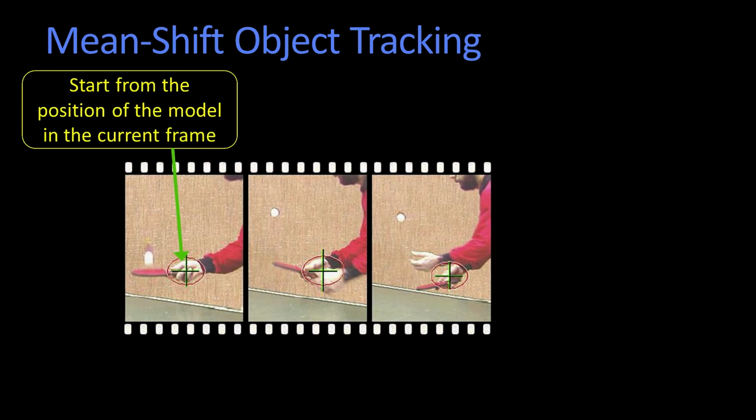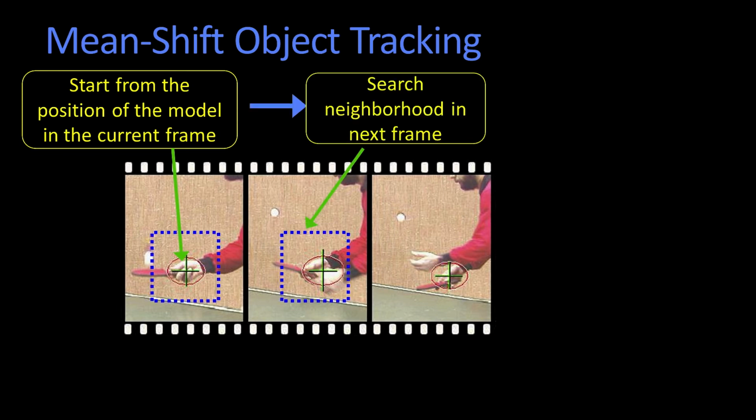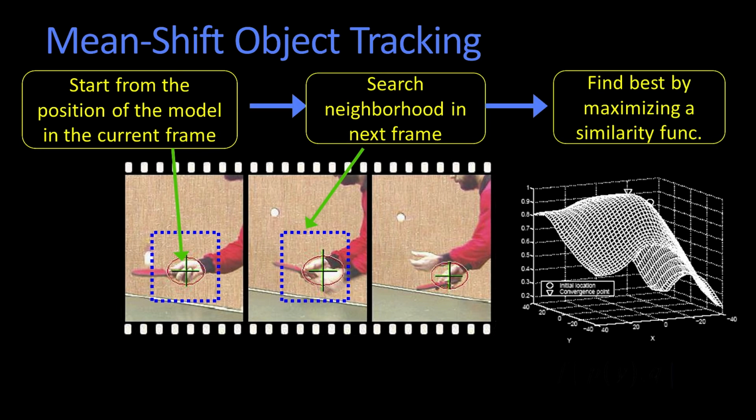So now, going back to our previous example of the ping pong, right? We start with the current frame. We want to search, but now our search can actually climb to the maximum of this function using that gradient information. And that's mean shift tracking.